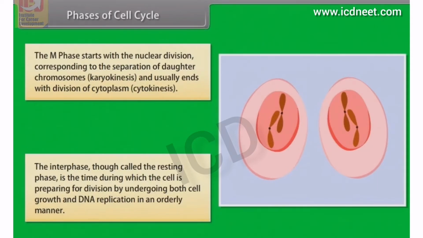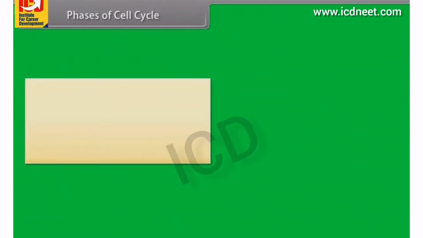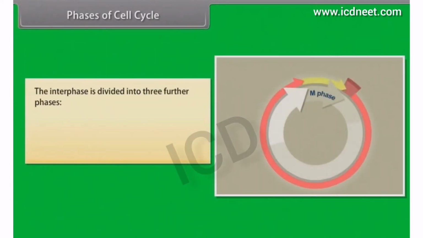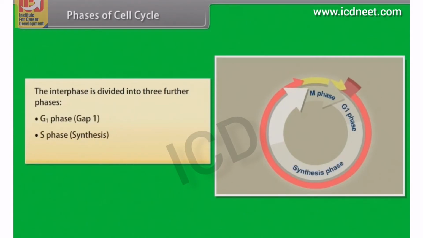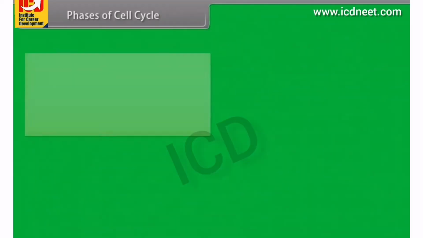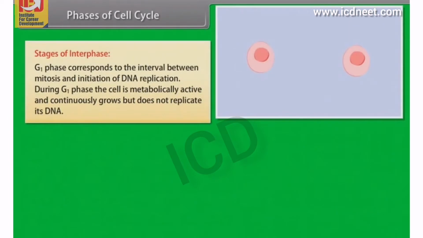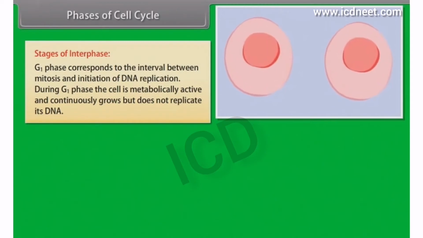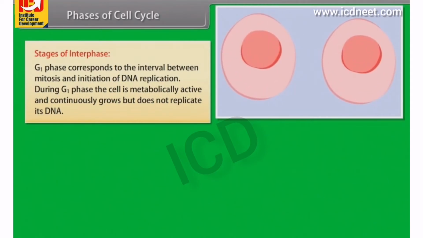First, let us know about various stages of interphase. The interphase is divided into three further phases: G1 phase or gap 1, S phase or synthesis phase, G2 phase or gap 2. Now let us know each in detail. G1 phase corresponds to the interval between mitosis and initiation of DNA replication. During G1 phase, the cell is metabolically active and continuously grows but does not replicate its DNA.